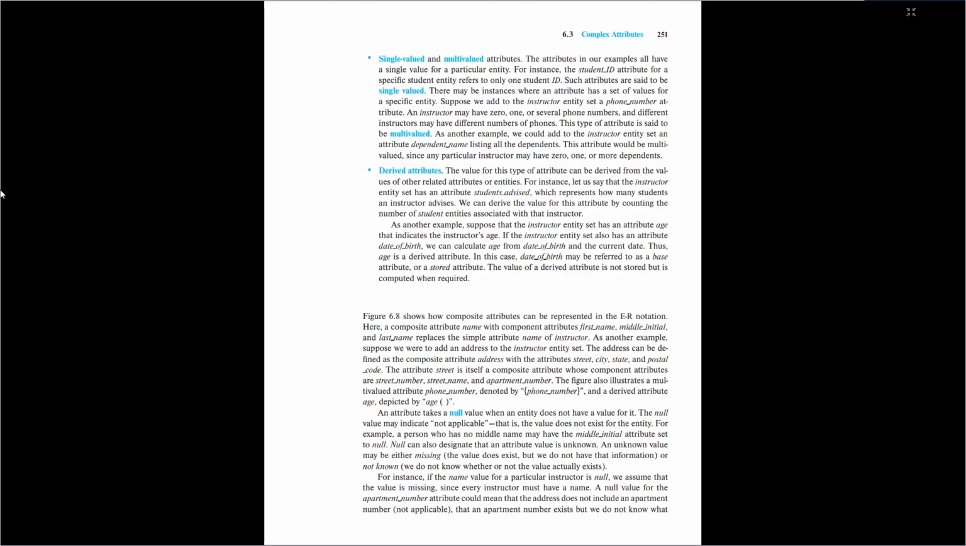There may be instances where an attribute has a set of values for a specific entity. Suppose we add to the instructor entity set a phone number attribute. An instructor may have 0, 1, or several phone numbers, and different instructors may have different numbers of phones. This type of attribute is said to be multi-valued.